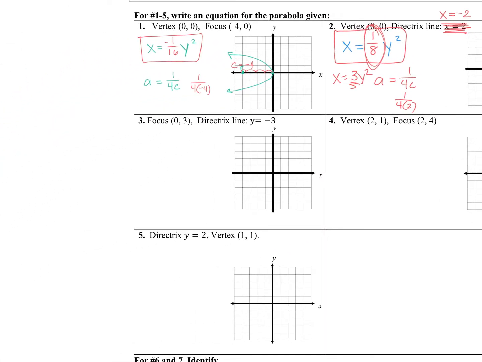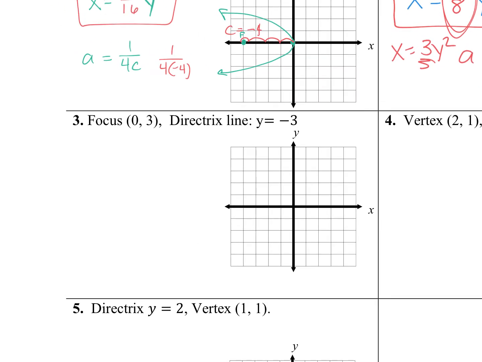Okay, number 3, a focus at (0, 3). So here's your focus. And a directrix line at Y equals negative 3. What kind of line is Y equals? This is horizontal. So Y equals negative 3 is going to go right here, which means my vertex is where? (0, 0), right? The vertex is always perfectly between the focus and the directrix. So here's my vertex. How does this open? It opens up. You want to open away from the directrix and around the focus.